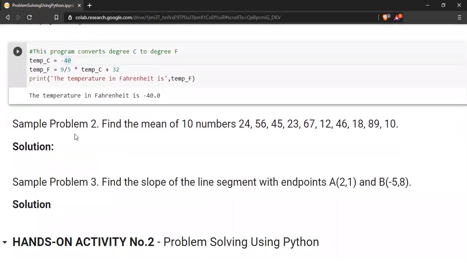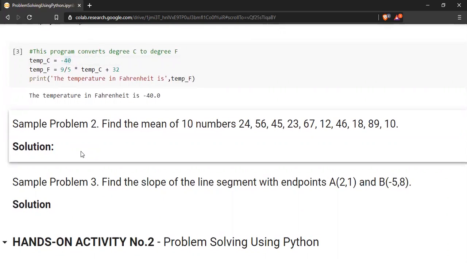All right, now let's try the second problem, sample problem. So in this case, let me read the problem and I will add a text cell so that I can create our algorithm. So sample problem number 2, find the mean of 10 numbers. 24, 56, 45, 23, 67, 12, 46, 18, 89, and 10. When we say mean, it means the average. So we are going to find the average of 10 numbers.